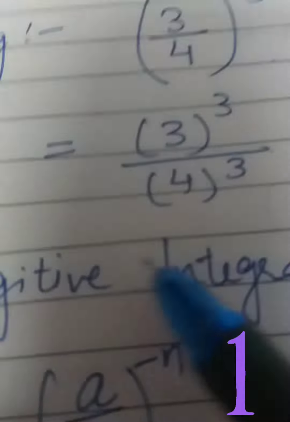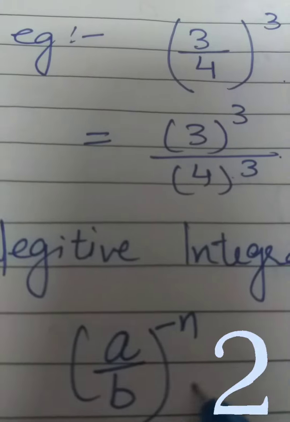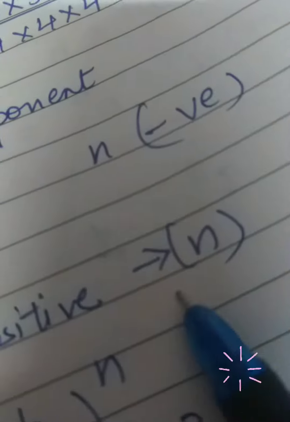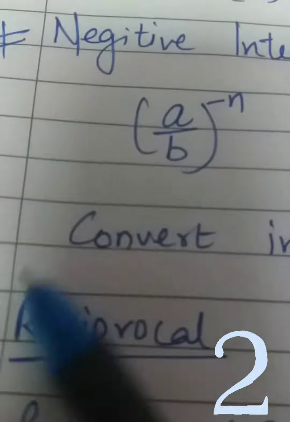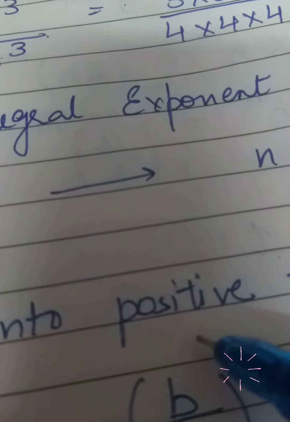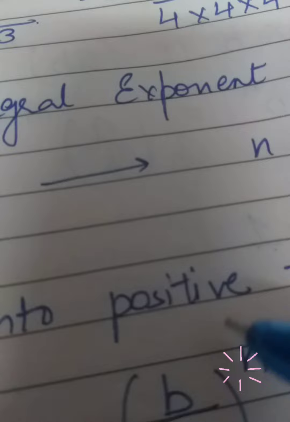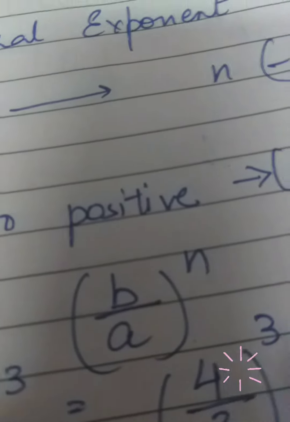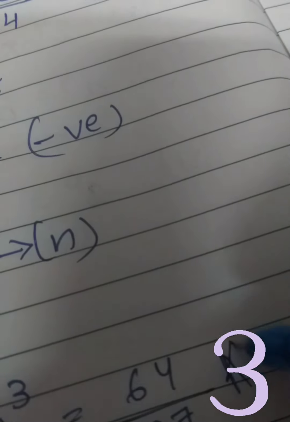And if we talk about negative integral exponents, in this case (a/b)^(-n), n is negative. So it is the negative integral exponent. In this case, we will convert it into the positive n, which means we will take the reciprocal. What does reciprocal mean? It means we will write the denominator in the place of the numerator and the numerator in the place of the denominator. So our (a/b)^(-n) will be converted into (b/a) whole raised to power n. For example, (3/4)^(-3). This will give us (4/3) whole raised to power 3, which will be equal to 64 by 27. And this is our answer.